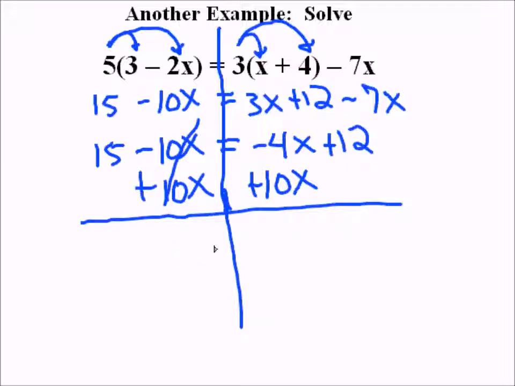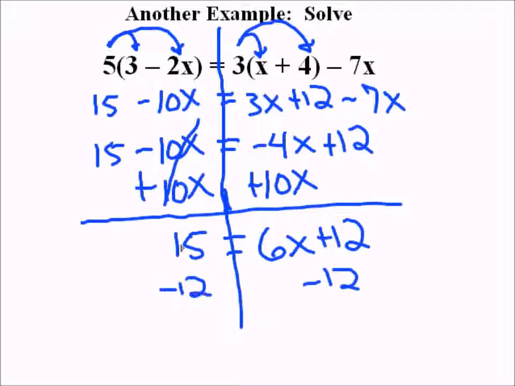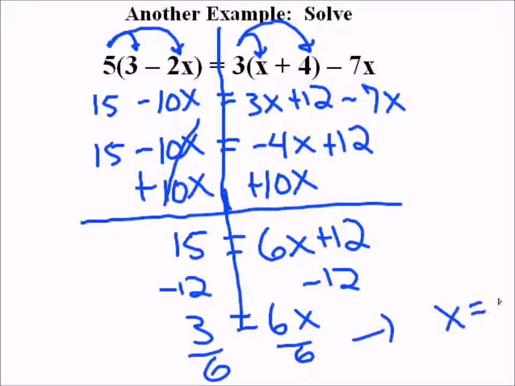So negative 10x's plus 10x's leaves me with no x's at all. And I have a 15 to bring down. Negative 4x's plus 10x's gives me 6x's plus 12. And I can solve like I would normally. Subtract 12 from both sides. 15 minus 12 is 3, equal to 6x. Divide both sides by 6. And my final answer is x is equal to 3 over 6, which reduces to 1/2.